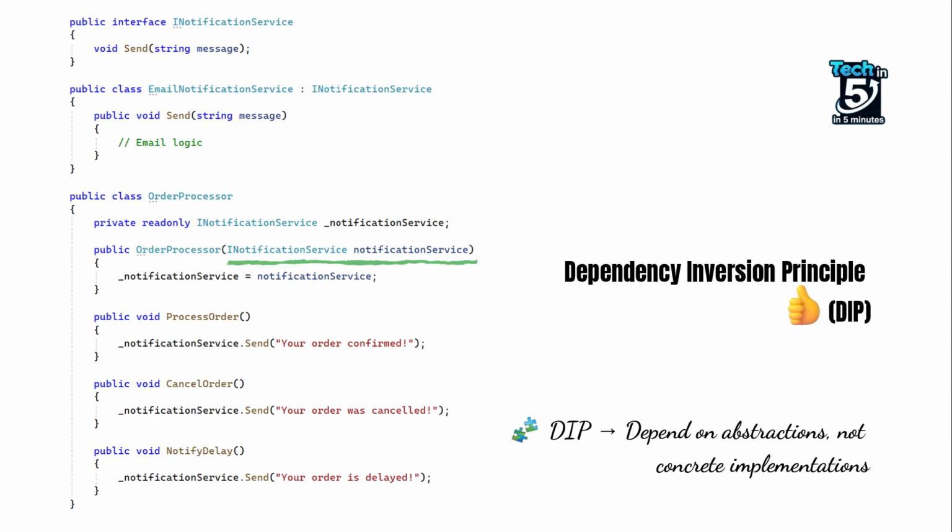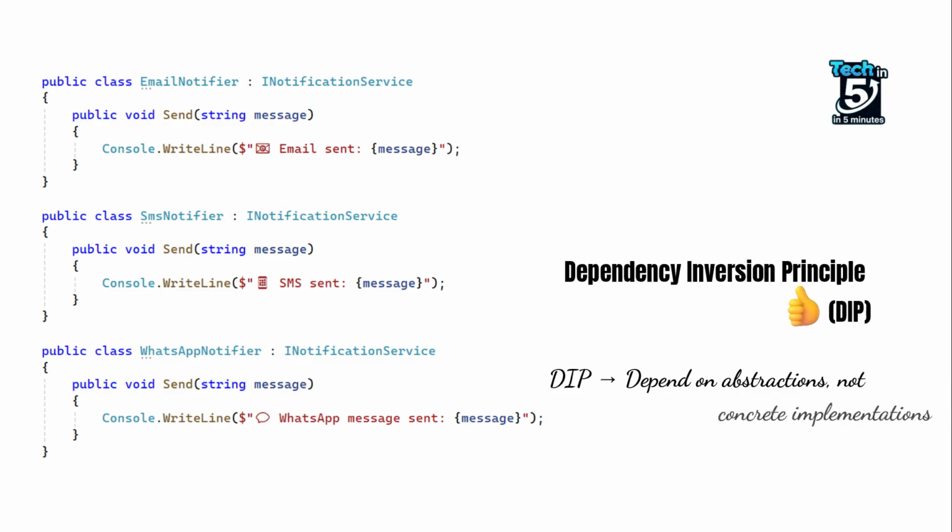The dependency inversion principle, the D in SOLID, says high-level modules shouldn't depend on low-level modules. Both should depend on abstractions. Now, order processor depends on the interface INotificationService, not on the concrete class. We can swap email for SMS or WhatsApp. No code change inside order processor.